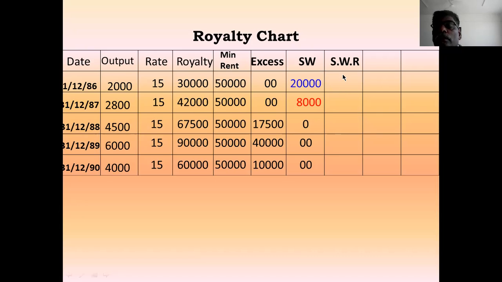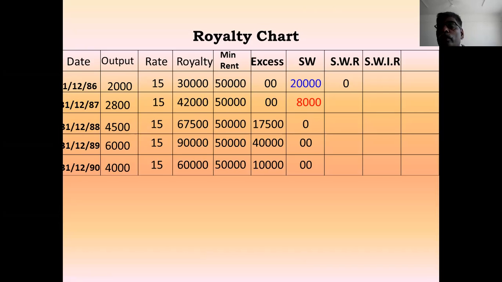In the first year, it is not possible to recover because there is no excess. Suppose you recover in the next years 6,000, 6,000, 6,000. You can recover a maximum of 18,000 in the next 3 years, not more than 18,000. Remember this: maximum 18,000 can be recovered in the next 3 years because the maximum limit per annum is 6,000. So 20,000 is the short working, and out of 20,000, a maximum of 18,000 can be recovered in the next 3 years, not more than that.